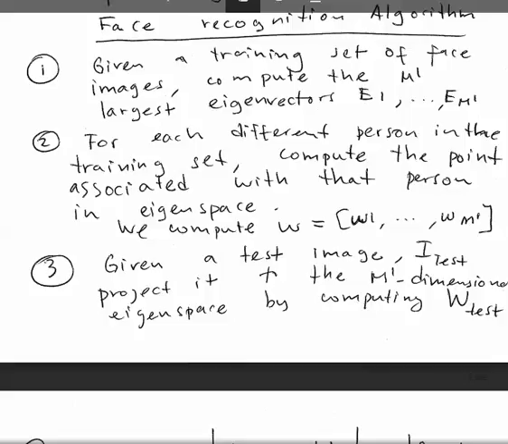The face recognition is basically four steps. From the training set of face images, we need to compute the largest eigenvectors. Computing eigenvectors is another topic related to linear algebra and matrices, so we will explain that later. We also call these the eigenfaces. And for each different person in the set, we want to compute the W, which is the weights associated with the linear combination.